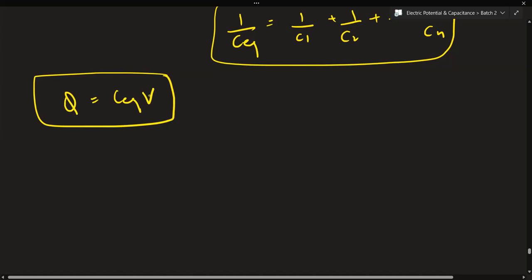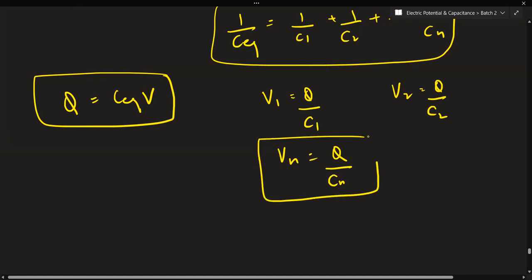If you are able to find out the C equivalent, and you know the potential difference of the whole cell that is generated, you will be able to calculate the net charge also. But if you are asked to calculate the potential difference across each capacitor, then calculate it in this manner. V1 is equal to Q by C1, V2 is equal to Q by C2. So Vn will be Q divided by Cn. Calculate it in this manner if you are asked for each of them. Similarly, all the rest of the quantities as well.